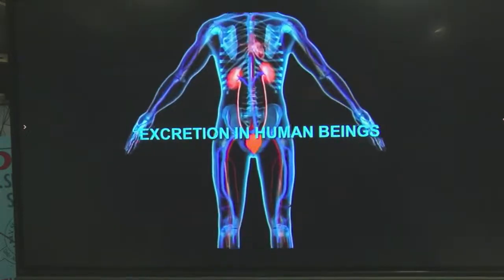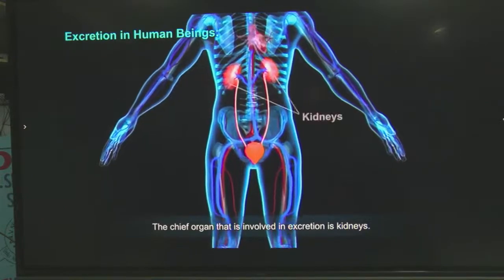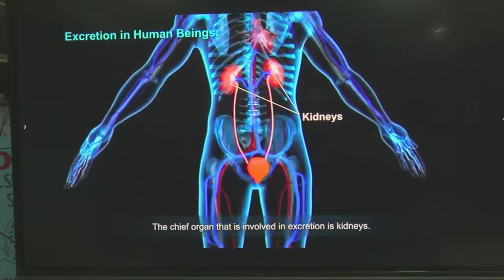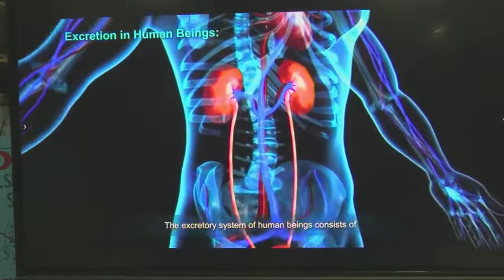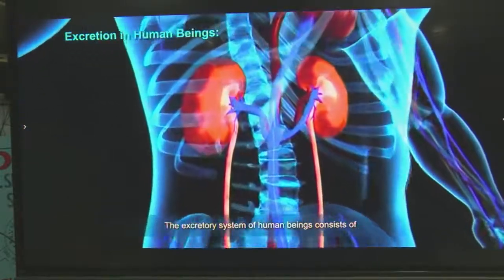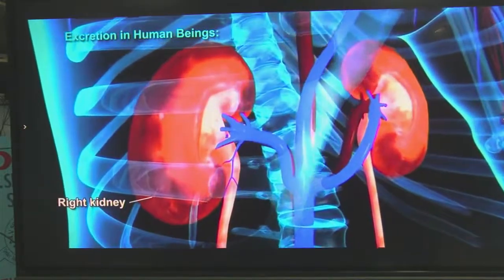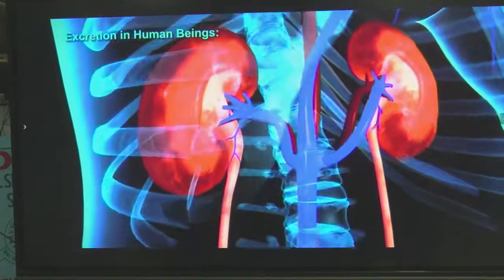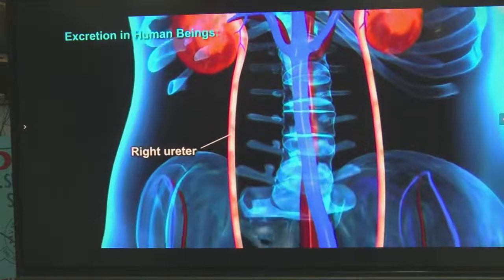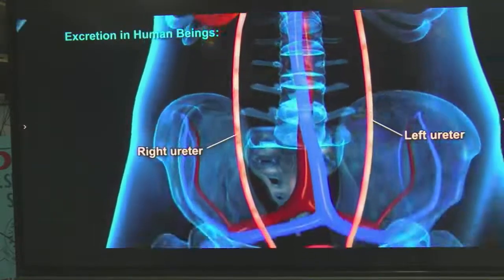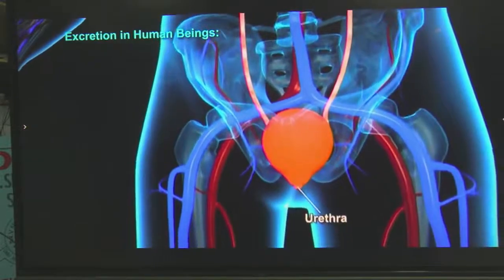Excretion in human beings. The chief organ that is involved in excretion is the kidneys. The excretory system of human beings consists of 1. A pair of kidneys, right kidney and left kidney. 2. A pair of ureters, right ureter and left ureter. 3. A urinary bladder. 4. A urethra.